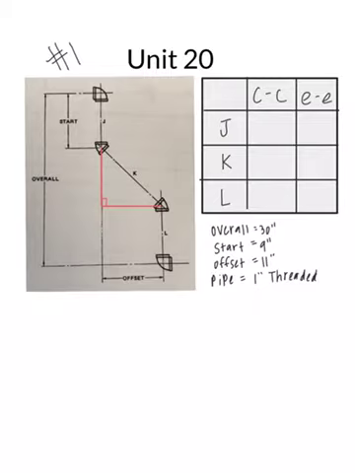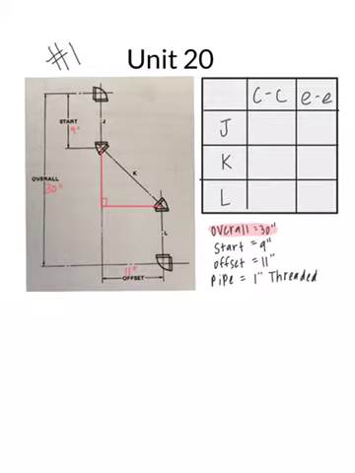Now let's label some of the dimensions that they give us. Over here I've written things down for us. The overall height is 30 inches. Our start is 9 inches. Our offset is 11 inches. And they tell us that we are using 1-inch threaded pipe.